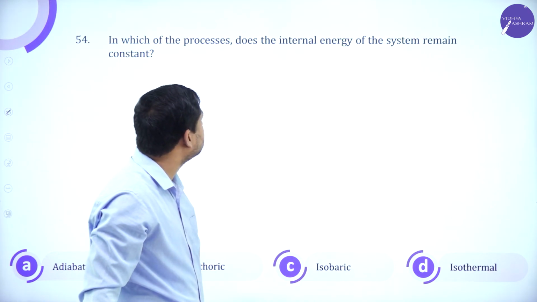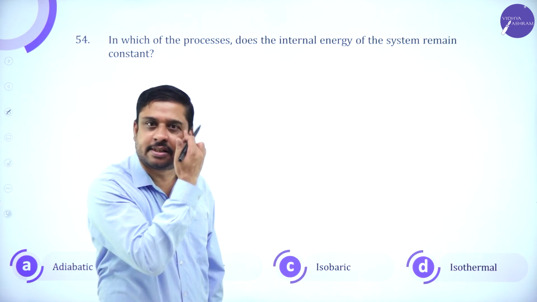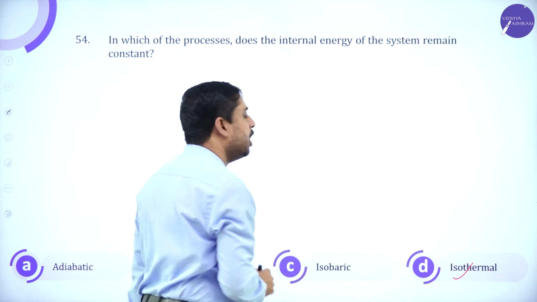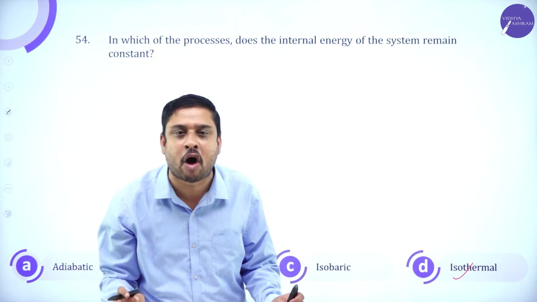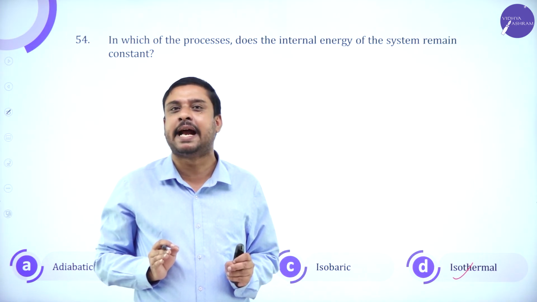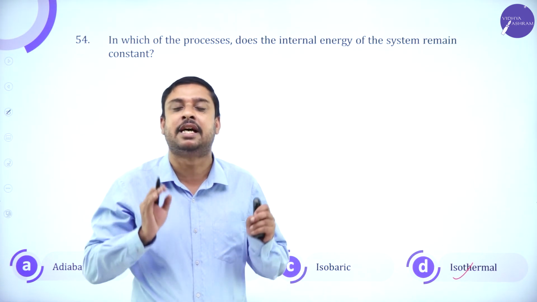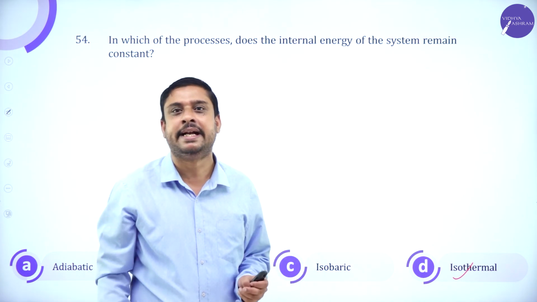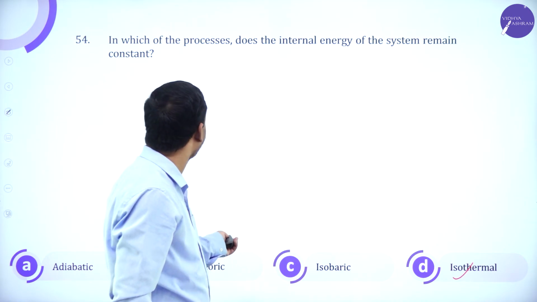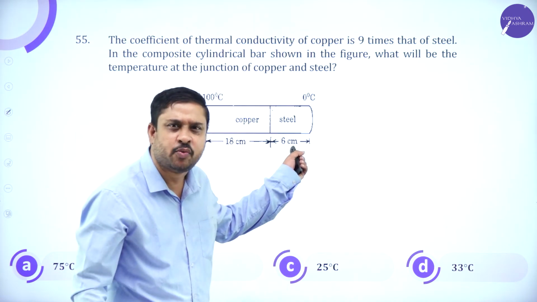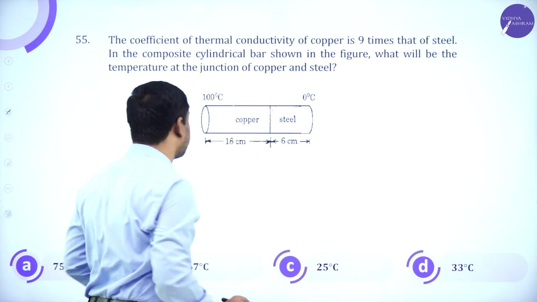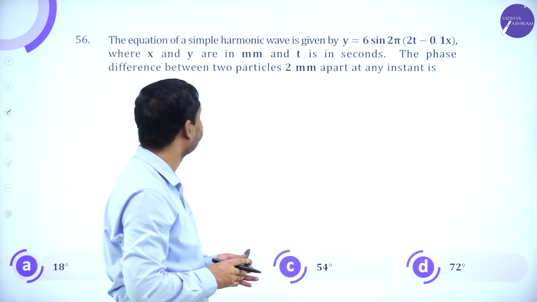In which of the processes does the internal energy of the system remain constant? It is isothermal. During isothermal process, temperature of the system remains constant. Since temperature does not change, internal energy also remains constant. This is very much done in the previous session itself. 75 degrees Celsius is the answer.